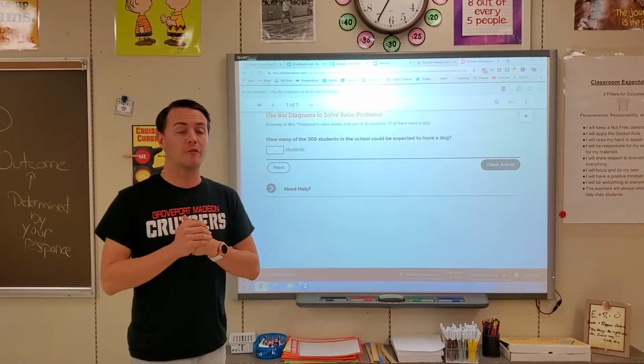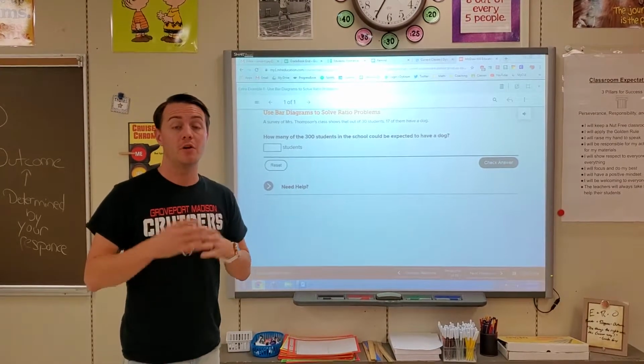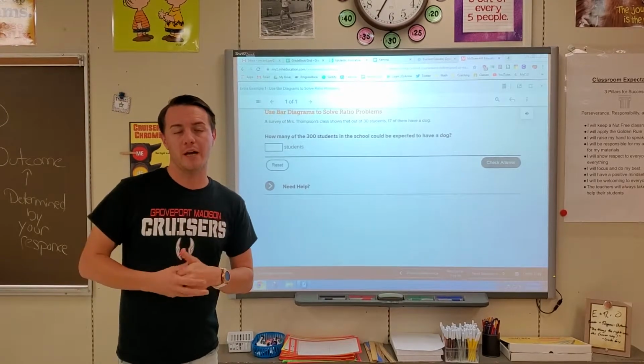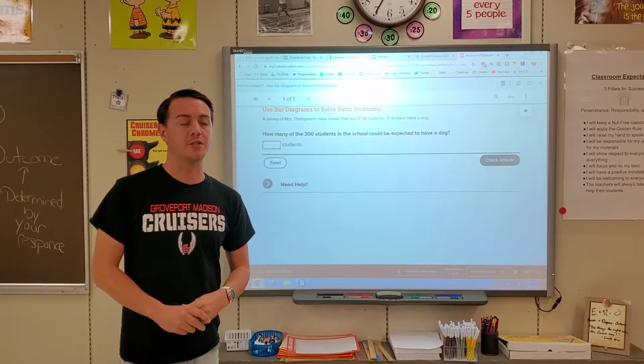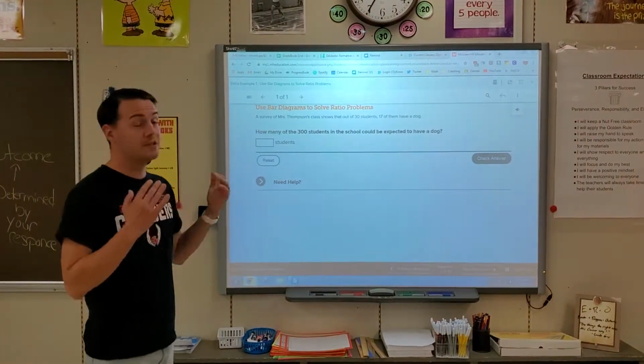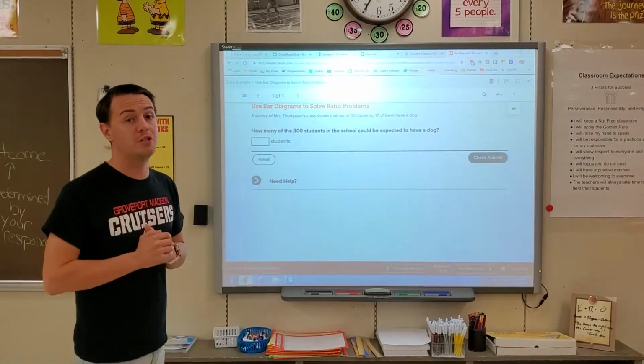Today I'm going to be going over Mod 1, Lesson 5, using bar diagrams and double number lines to look at ratios and come up with equivalent ratios. So today we're going to start by using the bar diagrams to solve these ratio problems.